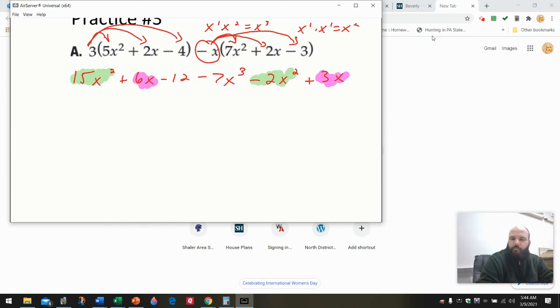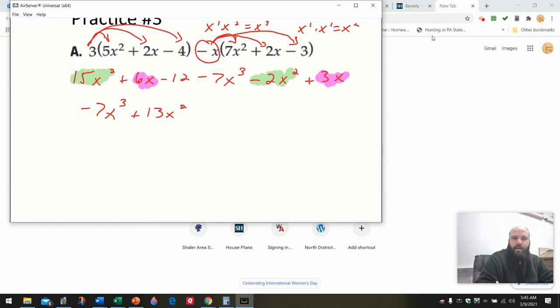Now, in order to properly write your final answer, and I probably should have said this earlier, you need to make sure that your variables are in order from the highest power to the lowest. So looking over this expression, the highest power variable that we have is this negative 7x to the third. So that is the first term we write, negative 7x to the third. Followed by that, we have x squared. And what we have here is 15x squared minus 2x squared. So if I do 15 minus 2, I end up with positive 13x squared.